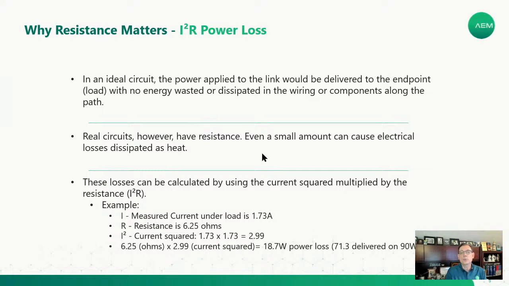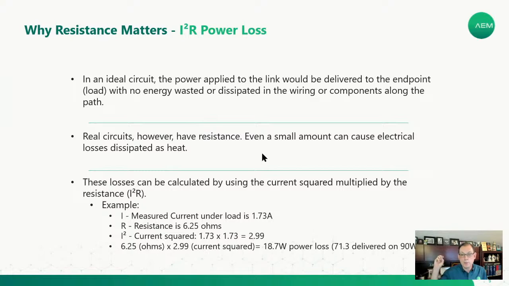So why does resistance matter? I squared R power loss. The I squared R is an equation. We'll talk about this a little bit, and I'll try to keep it at a non-engineering level. In an ideal circuit, you'd have all the power that you connect at your power source delivered to that far end, with no energy wasted or dissipated.